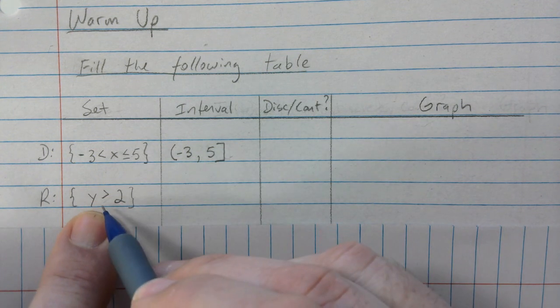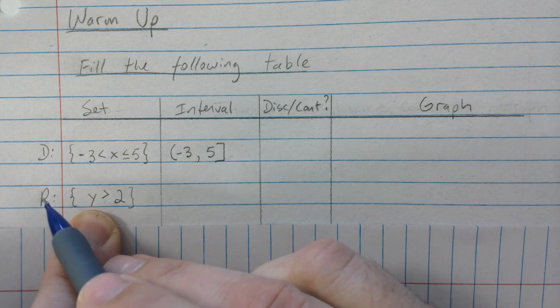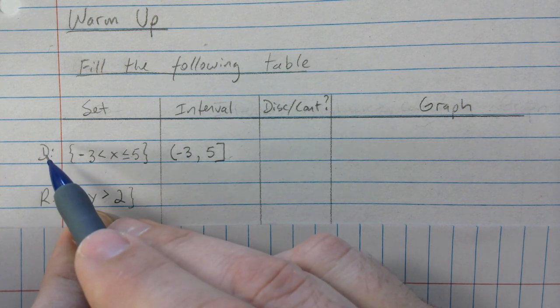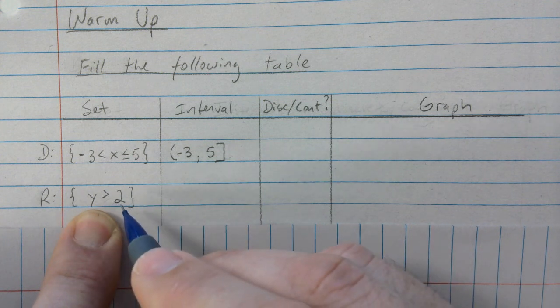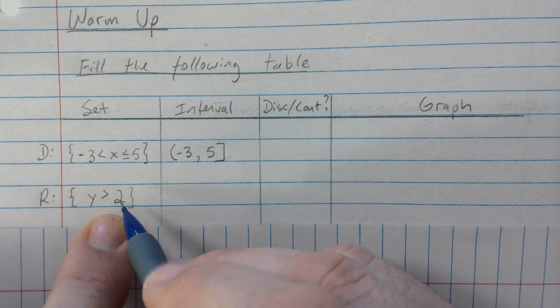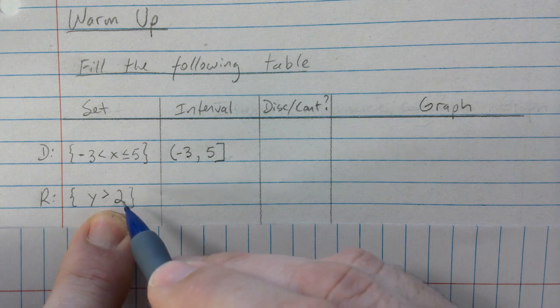Then we go to our range. These are the y values, right? Remember, domain is x, range is your y. There's only one limit. So y is greater than 2, but not including 2.